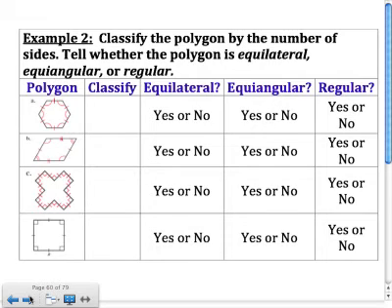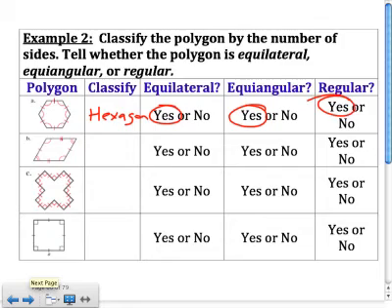Okay, so we're going to classify the polygon by the number of sides, and tell whether it's equilateral, equiangular, and regular. So the first figure, obviously count the number of sides. 1, 2, 3, 4, 5, 6. Hexagon. Are all the sides congruent? Yep. All the angles congruent? Yep. That makes it regular.